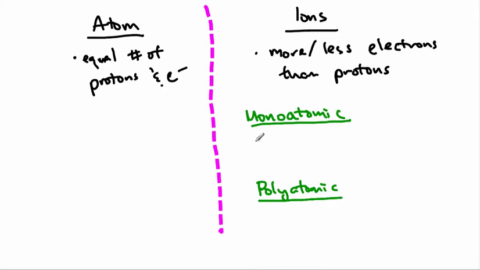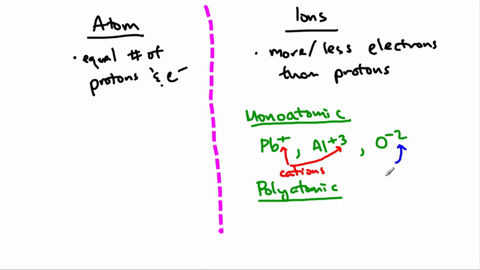So for monoatomic, that might be something like lead +1, or another one could be aluminum +3, or another common one, oxygen -2. Notice in all these examples, there's a single element involved, and there's an imbalance of charge. That's why it fits the bill as being an ion. And now's a good time to remember that when we see something that has a positive charge, those things are called cations. And when you see something that has a negative charge, we call that an anion.